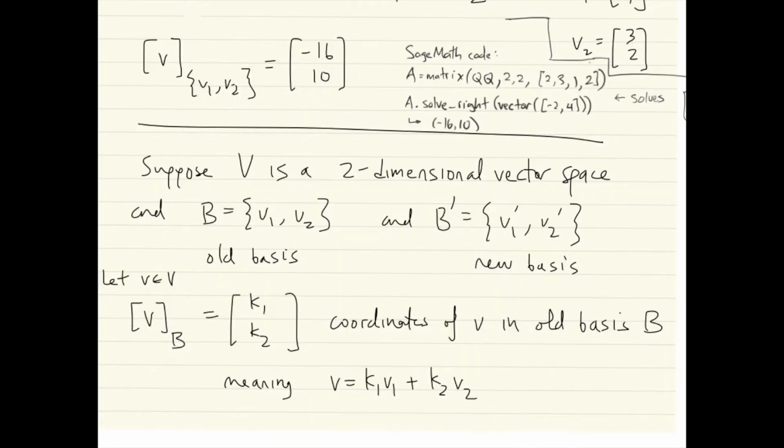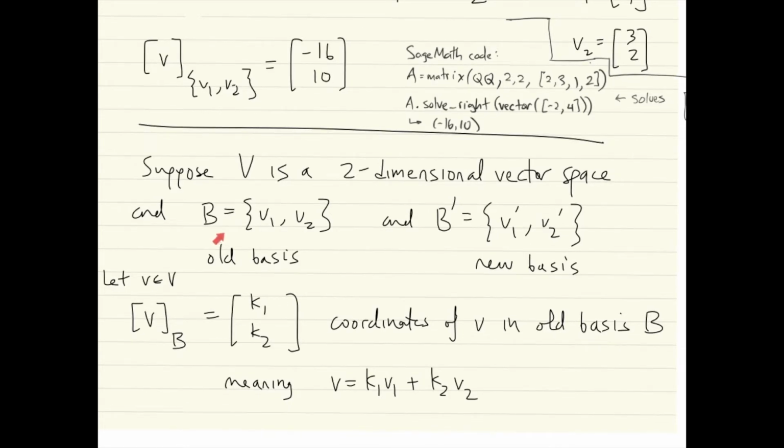In this section, we're going to answer the following question. Suppose V is a two-dimensional vector space, or actually any dimension, and B is a basis consisting of two vectors v1 and v2, and then suppose we have another basis, B prime, which is v1 primed and v2 primed. That's our new basis. And suppose v is a vector in V, and the coordinates of v relative to the basis B are given by some numbers k1 and k2. And these are the coordinates in the old basis, the original basis B.